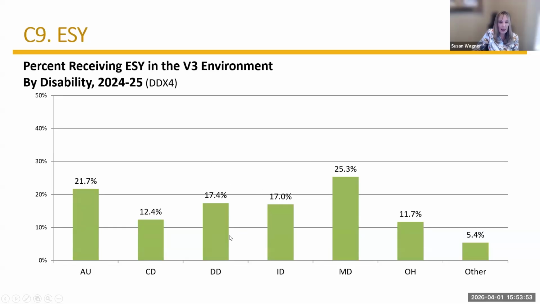Then we can see that 21.7% of students with autism get ESY in the V3 environment. 25.3% of kids with multiple disabilities get ESY in the V3 environment. Least likely are the kids with OHI and kids with a cognitive delay. Oh, whoops, I'm sorry. Thinking of another state, CD, speech language impairment. ID is your intellectual disability, cognitive delay.